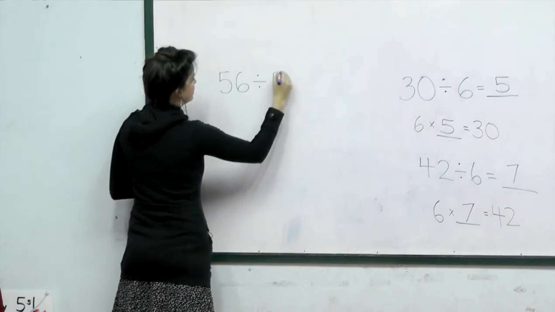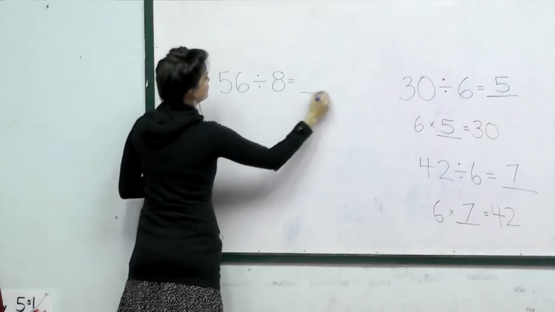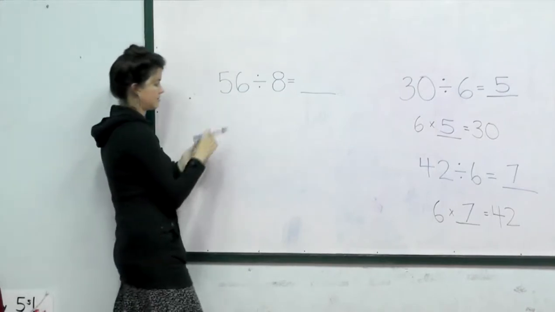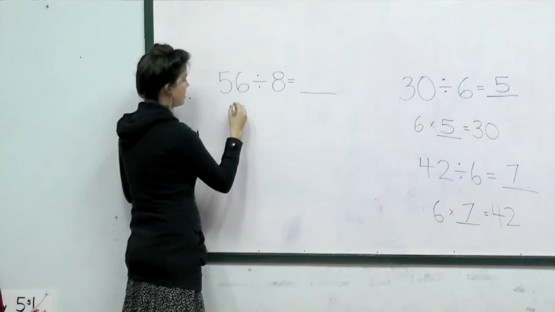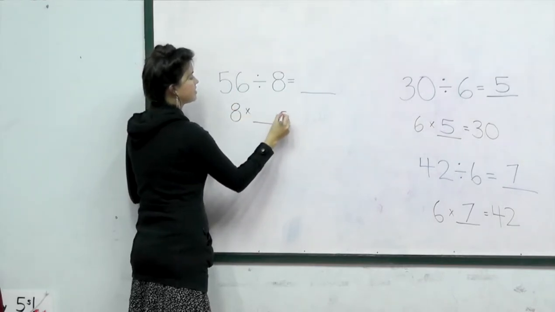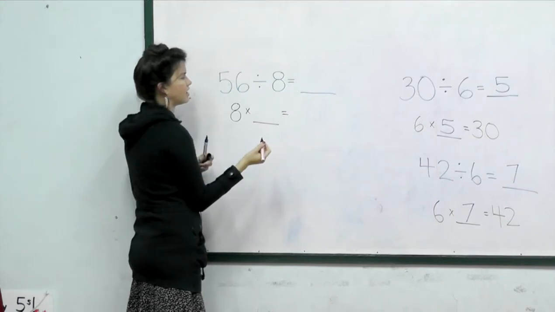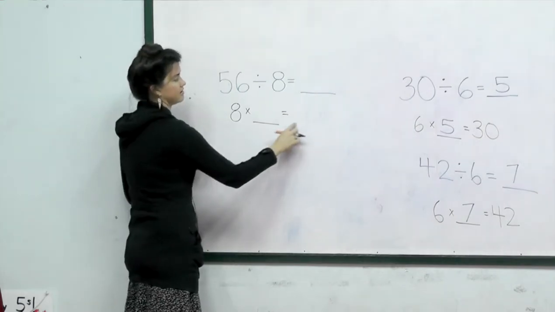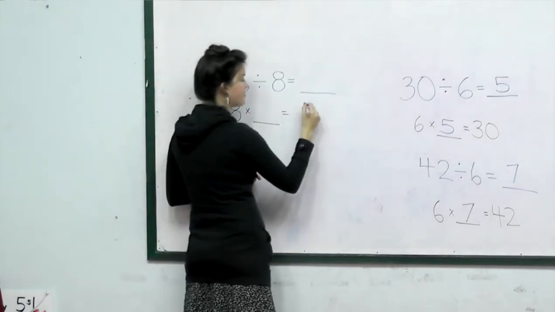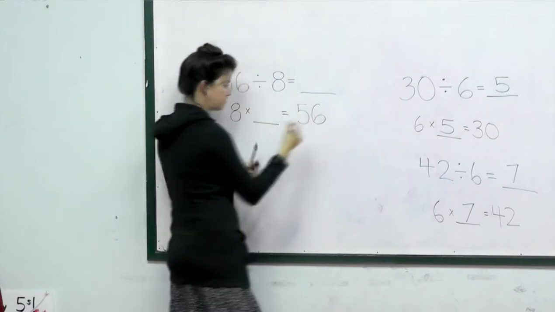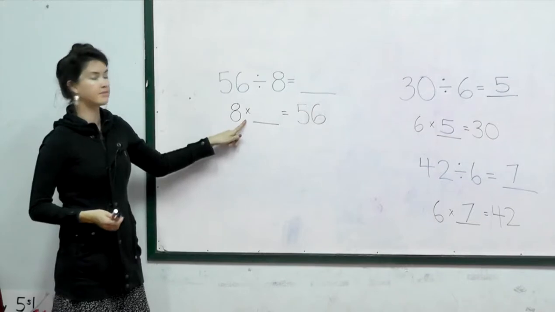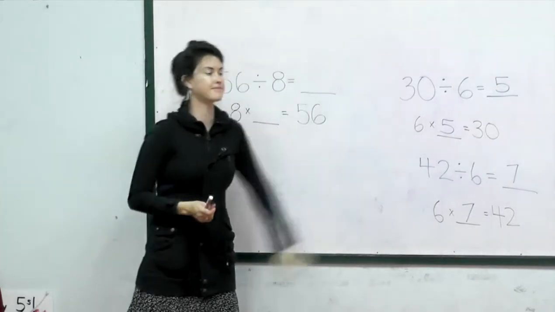56 divided by 8 equals what? Or we can think of this as 8 times our missing number equals what? What goes right here? 56. Yes, 56, our big number, goes right there because in division, our biggest number is first. In multiplication, our biggest number is last.